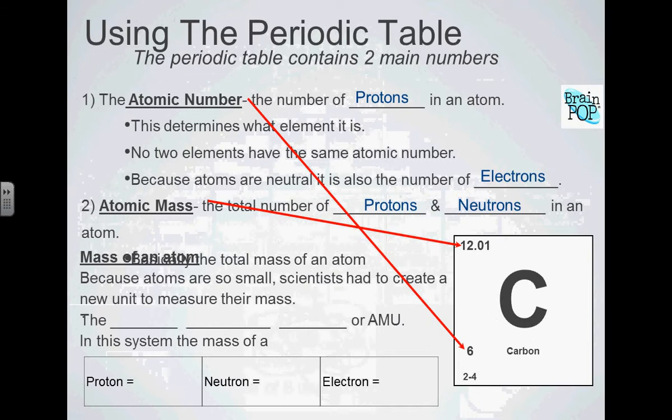So, atomic mass is the number of protons and neutrons. And because these things are so small, scientists have a unique unit to measure the mass of these subatomic particles. It's called the atomic mass unit. We abbreviate it AMU, and that's what the units of atomic mass are. In this system, a proton has a mass of 1 AMU. A neutron also has a mass of 1 AMU. And an electron has a mass of 0 AMU.